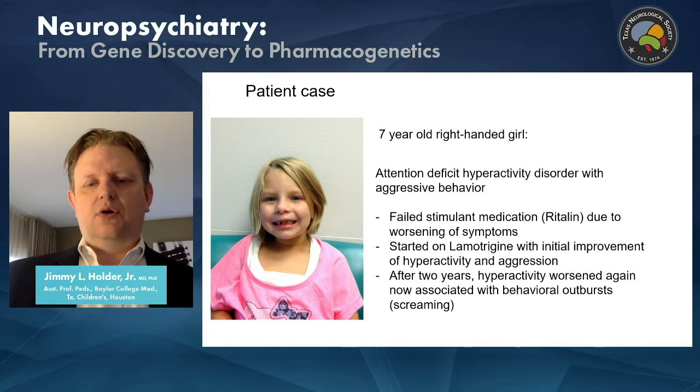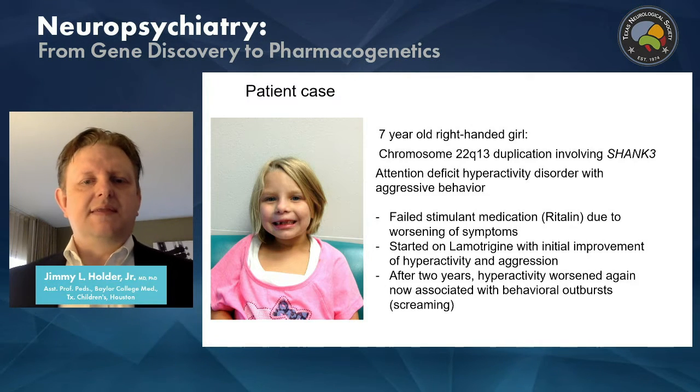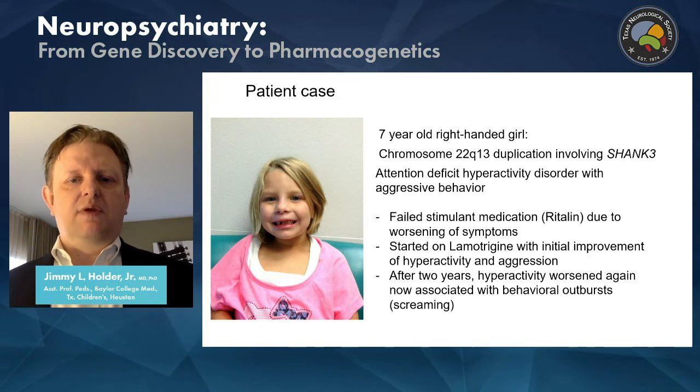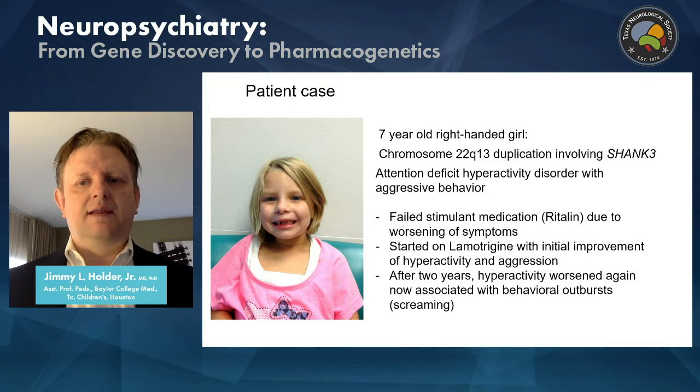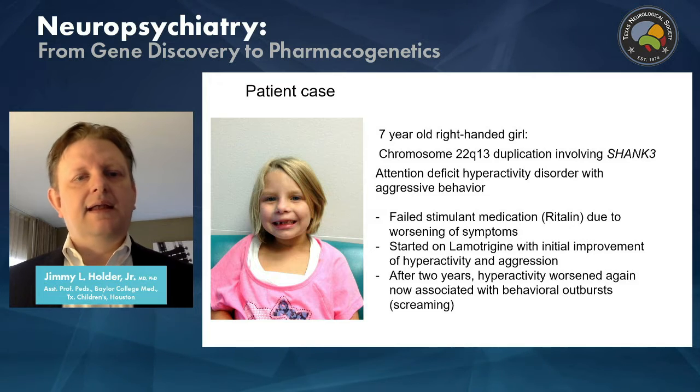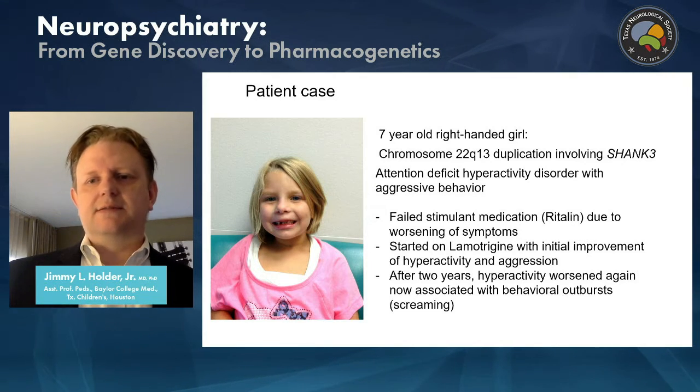So I'll come back to this girl in a few minutes, but what was interesting was that by genetic testing, we found that she carries a duplication of chromosome 22q13 that involves a gene called Shank3. And I'll go into quite a bit of detail about Shank3 in the next few slides.